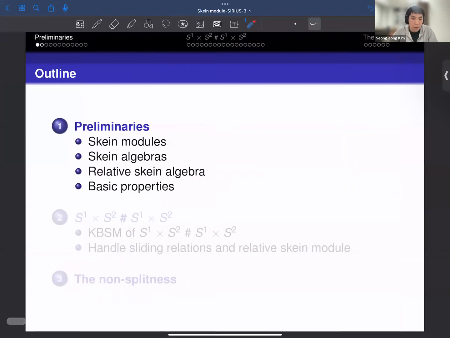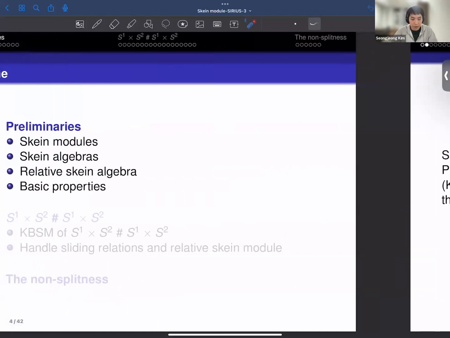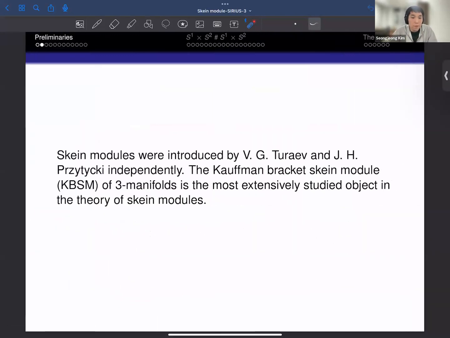Firstly, let us start with the skein module. Actually, skein modules were introduced by Turaev and Przytycki independently. And there are many kinds of skein modules, but the Kauffman skein module of three manifold is the most extensively studied object in this theory.